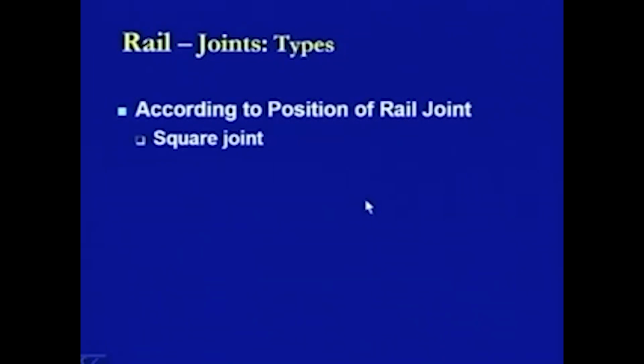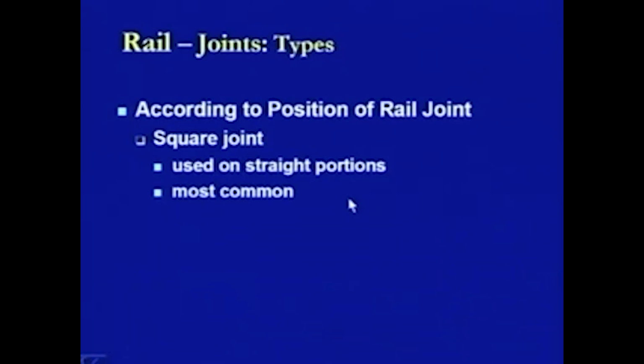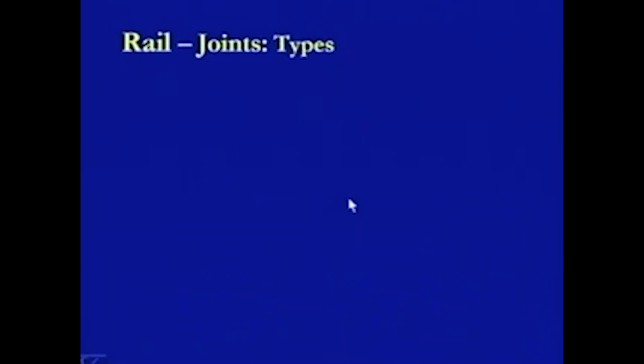Then another classification is on the basis of position of the rail joint. In this case the first type of joint is the square joint. The square joints are mostly used on straight portions, and this is one of the most common types of joint which is provided on the railway tracks or the permanent way.